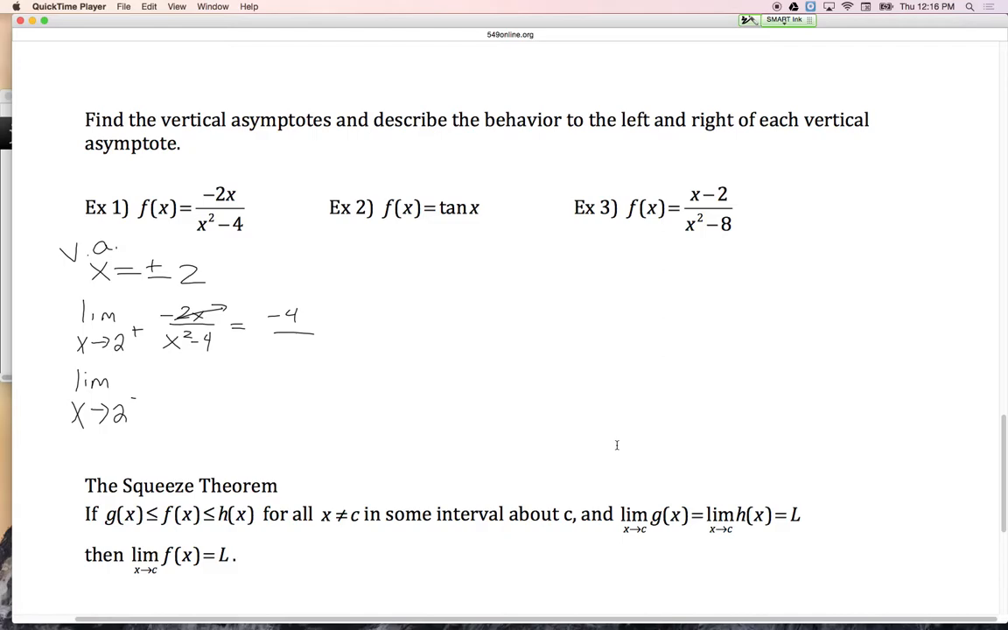So if I plug 2 in, 2 from the right is 2.1. Is that going to be bigger than 4 or less than 4? So we're going to get small positive decimals. So what's negative divided by small positive? Negative infinity. So that right there guarantees you that positive 2 is a VA. You don't even need to check the other side, but we're going to.